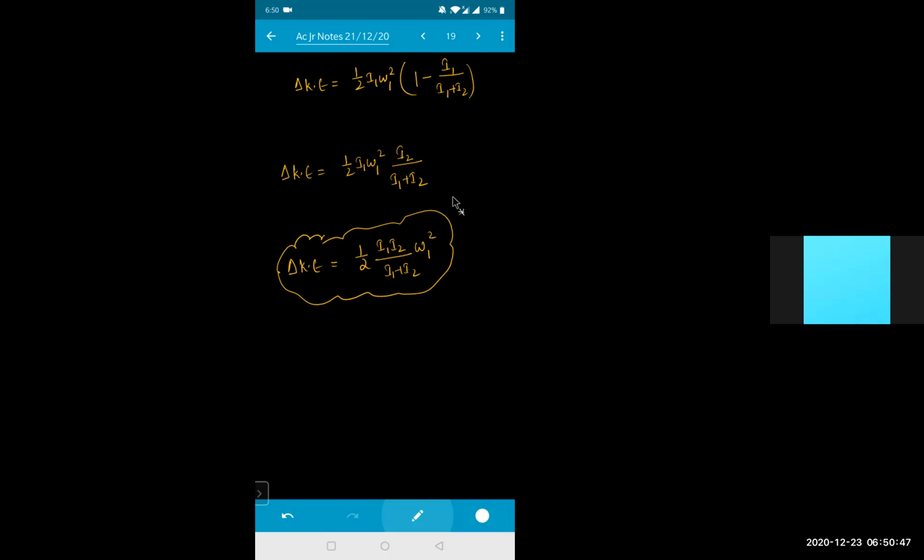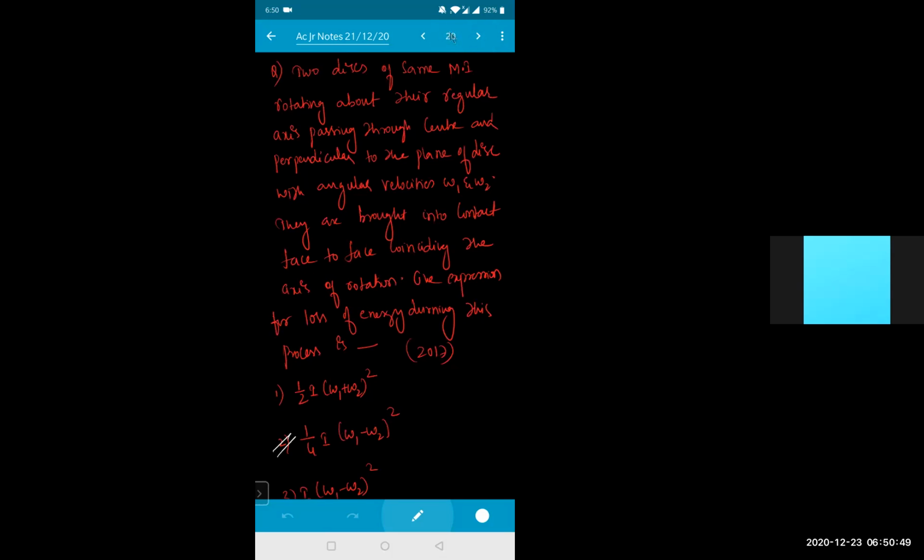Yes, sir. Sure. One more model based on this one. Very good question, beta. See here, we got two discs of the same moment of inertia. Two discs of what? Same moment of inertia. That means both have moment of inertia I, rotating about their regular axis, passing through the center and perpendicular to the plane of the disc.